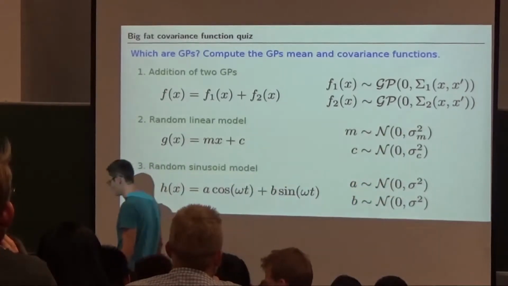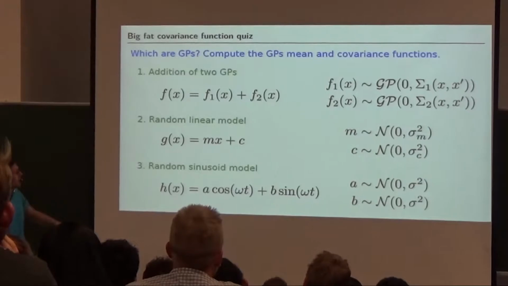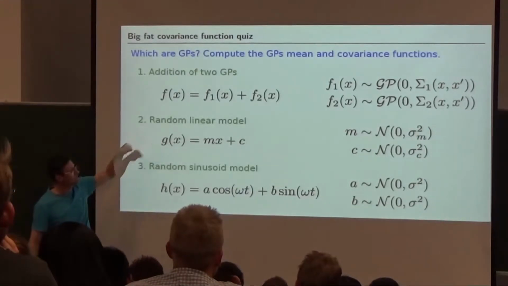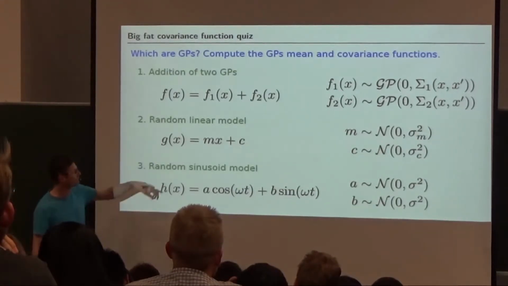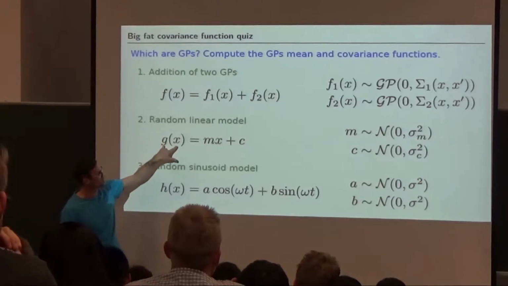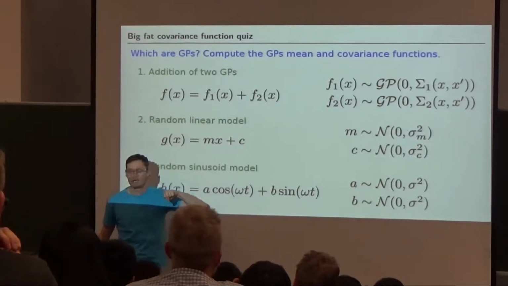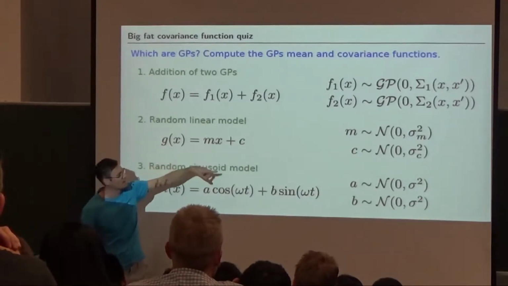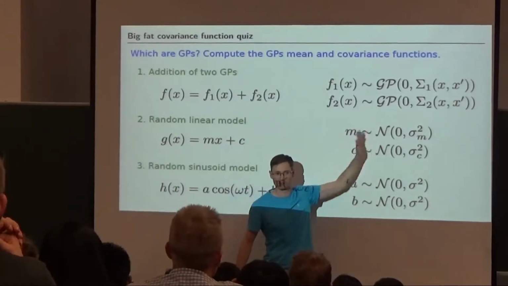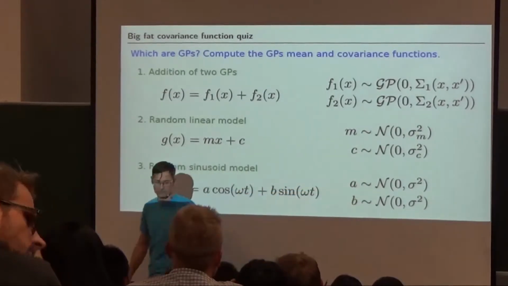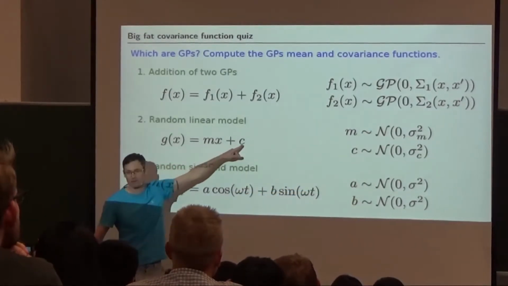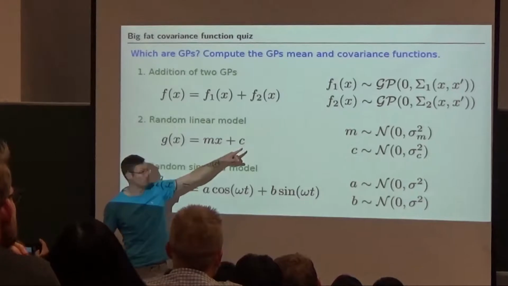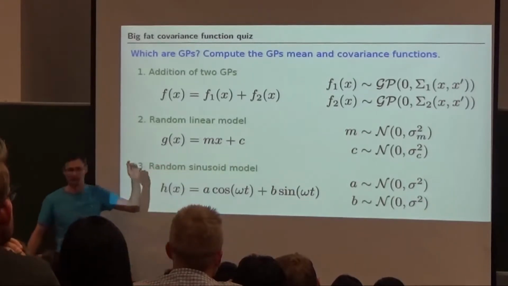That's the first question. The second question says, let's consider a random linear model. So this is a linear model, g equals mx plus c. The x are the inputs, as before in the first bit of the lecture, but m is going to be drawn from a Gaussian distribution, so we're randomly drawing the gradient from a Gaussian distribution. And we're also going to randomly draw the intercept c from a Gaussian distribution. Is that a GP? What's its covariance function?